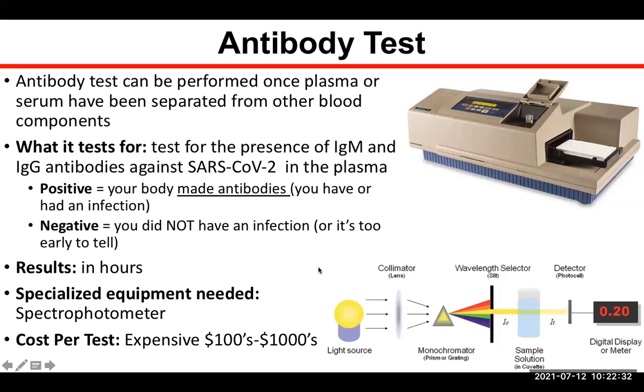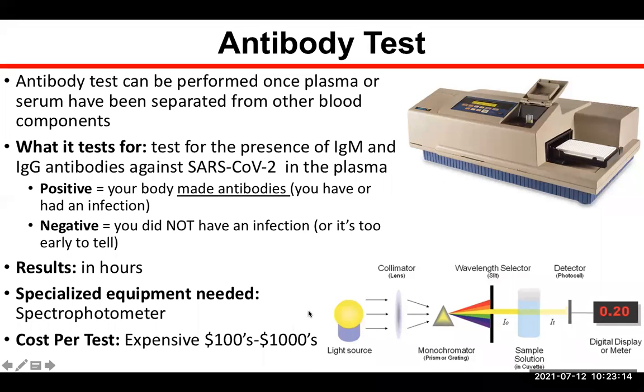The results for this typically take a few hours because it's kind of a long process when it comes to incubating or allowing some of the interactions to occur. And depending on how the sample is being processed, you may need something called a spectrophotometer, and that's what this is here. This is usually to measure the amount of antibodies present within the serum or plasma. If you're just trying to get a positive or negative result, then you don't need this because there's just going to be a color reaction that happens. But if you're actually trying to measure the amount of antibody that's present, then you use a spectrophotometer.